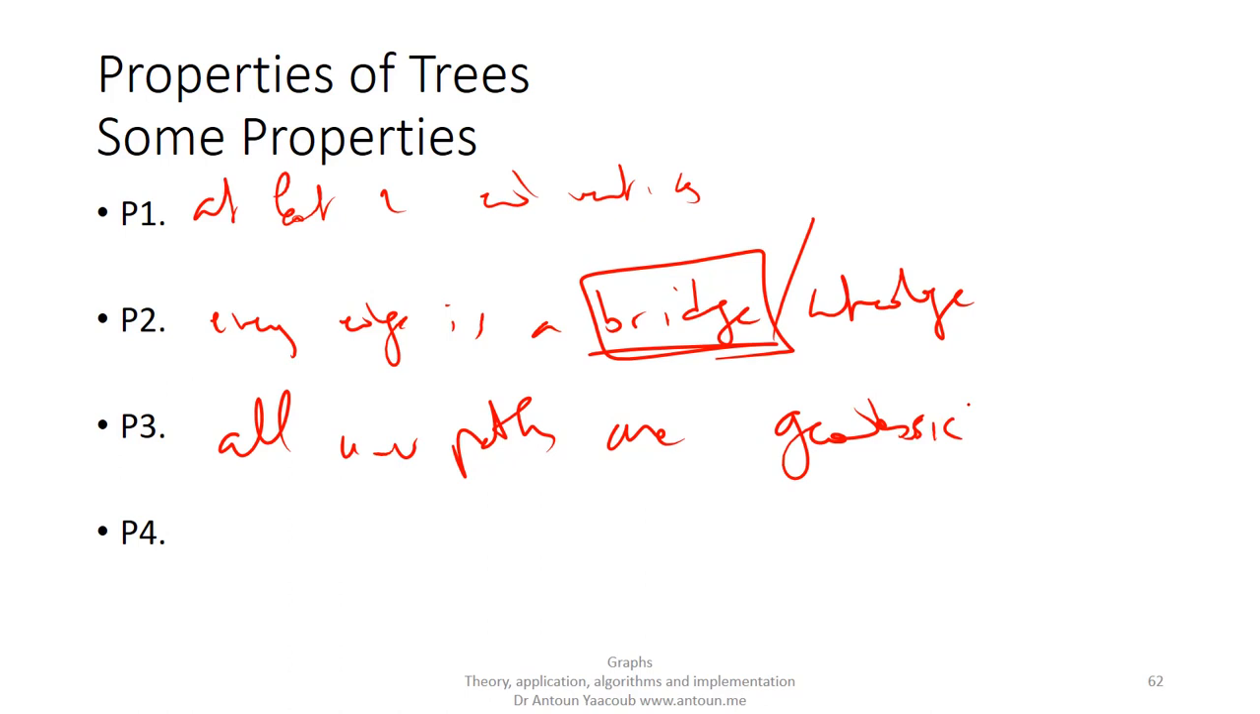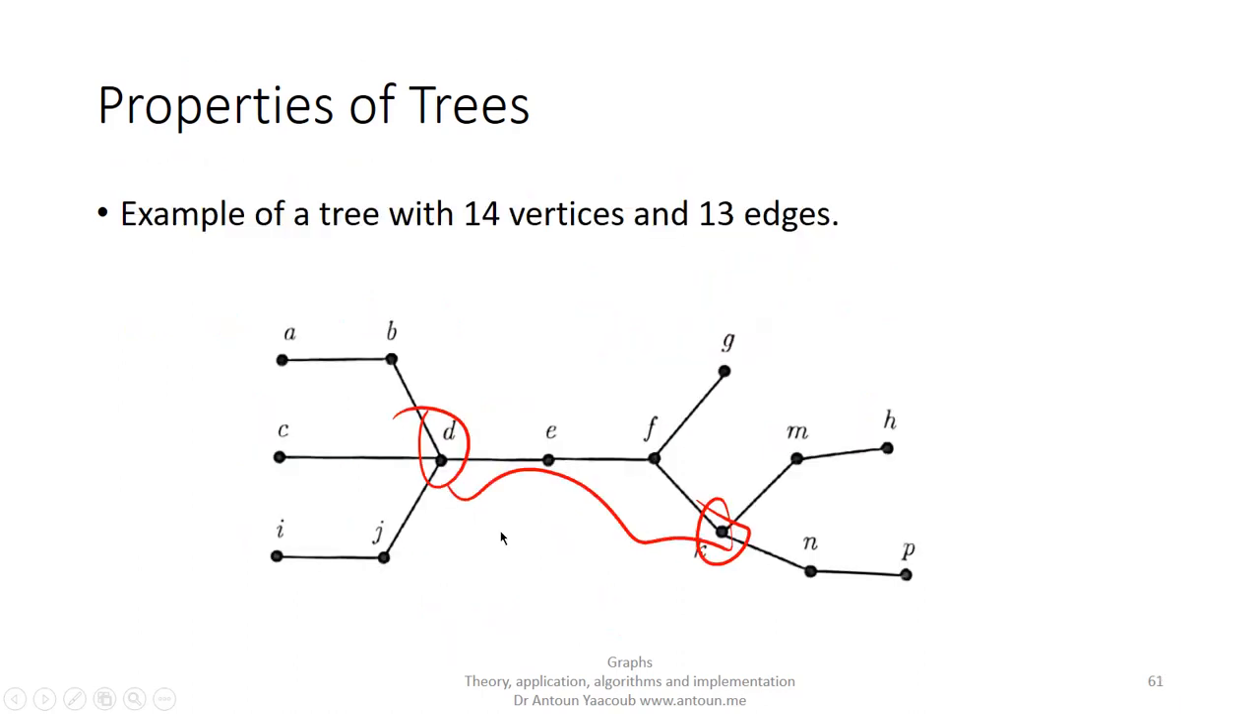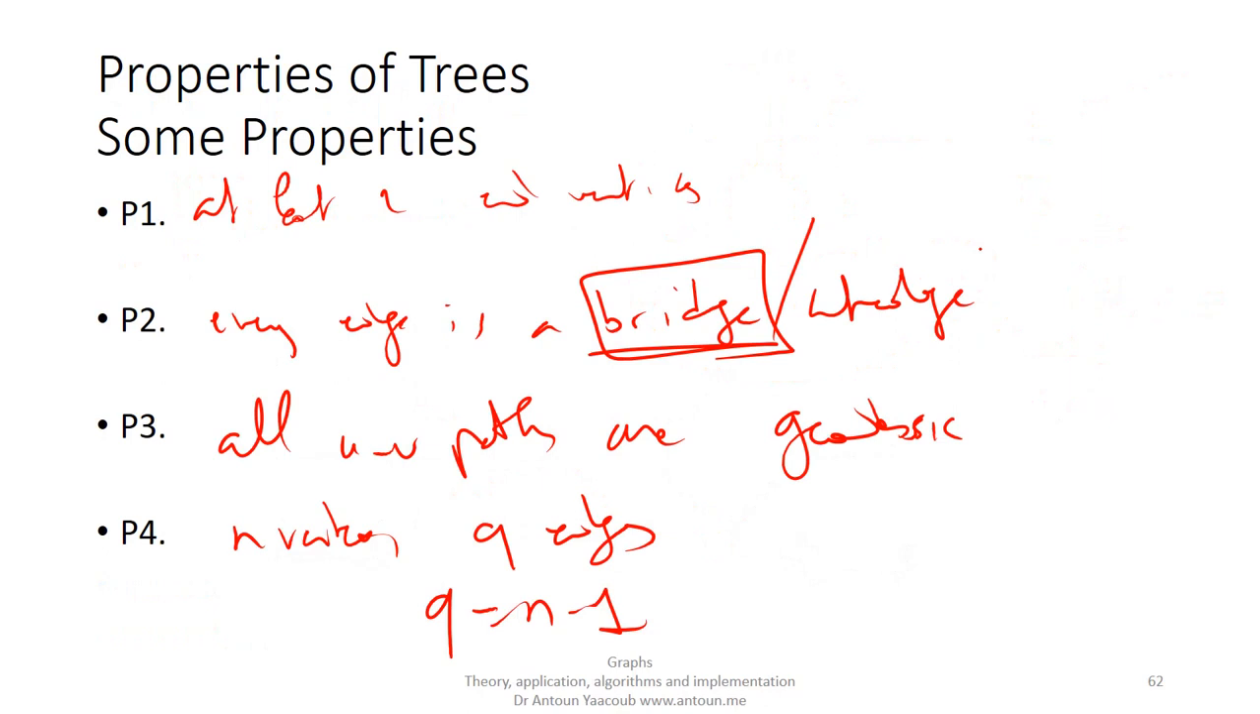As for the fourth property, a tree with n vertices and q edges, we know that q is equal to n minus 1. This is very obvious. A tree is minimally connected since there are no loops. So if I have this tree, I have 1, 2, 3, 4 vertices. Obviously, I have 3 edges. So always the number of edges is equal to the number of vertices minus 1.